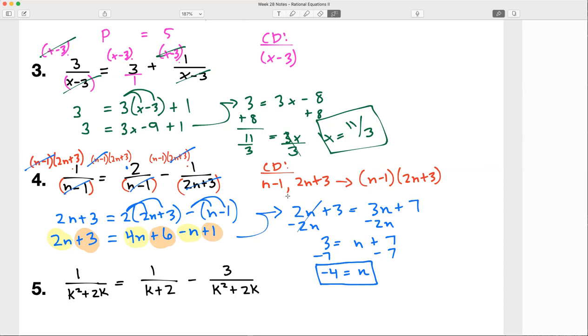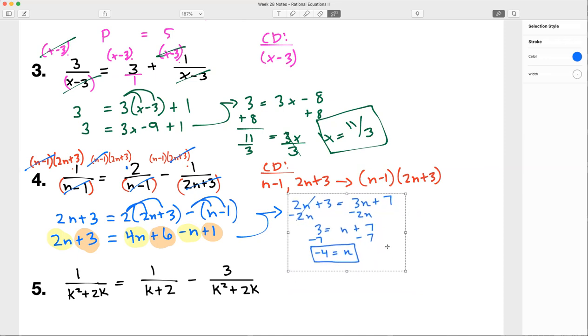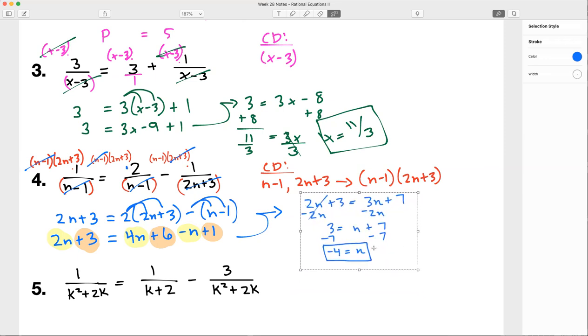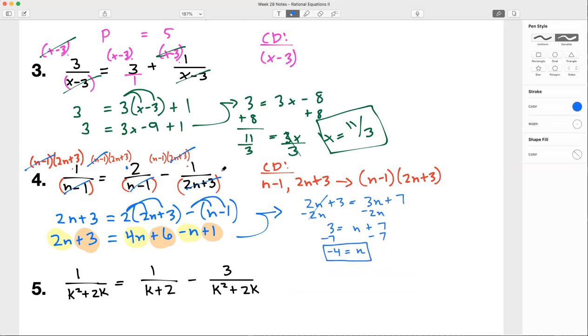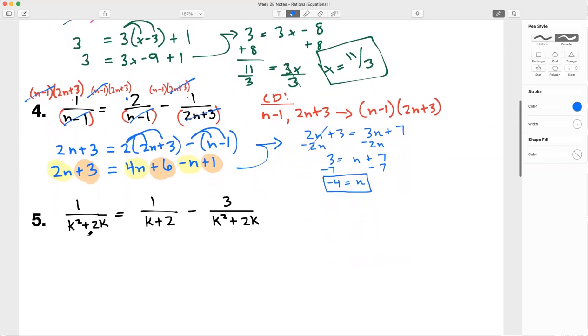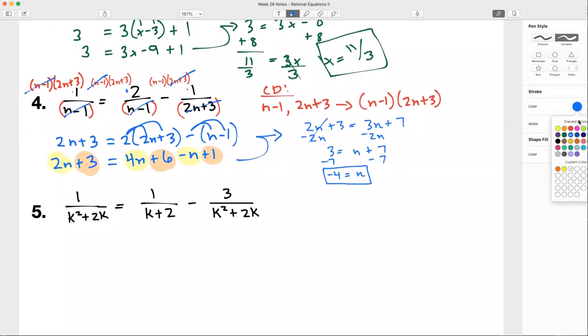Okay. Goes down a little bit over here, so we have some more room. That is a really cool feature. Okay, last one. Copy it down, try it on your own.